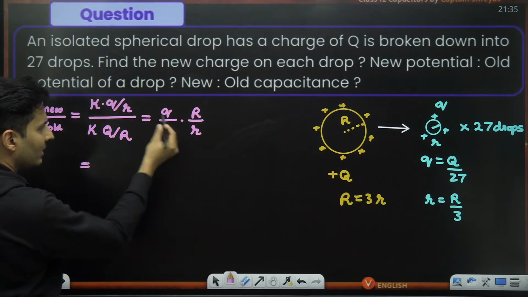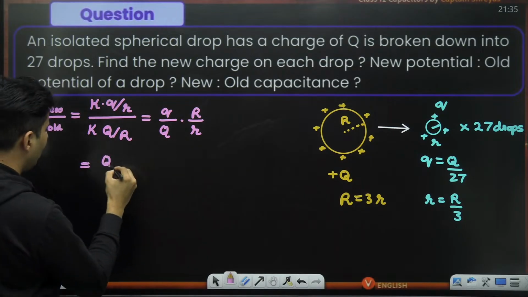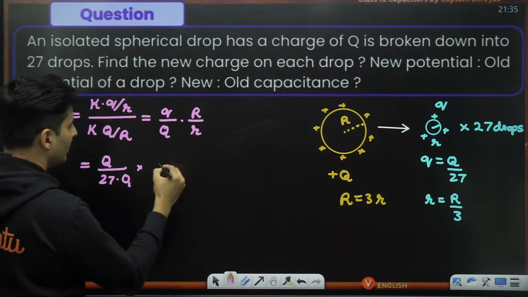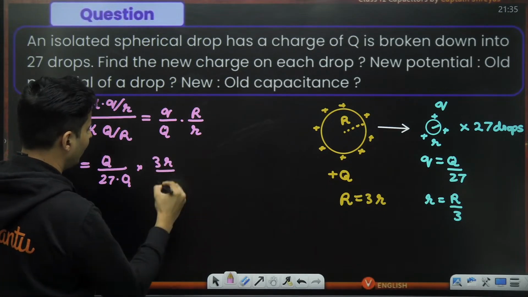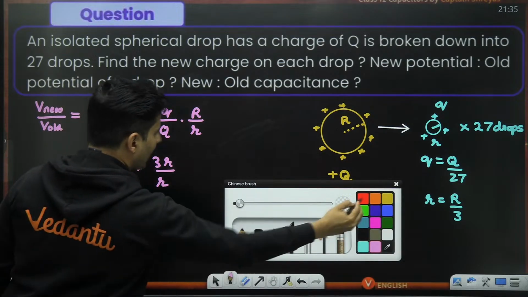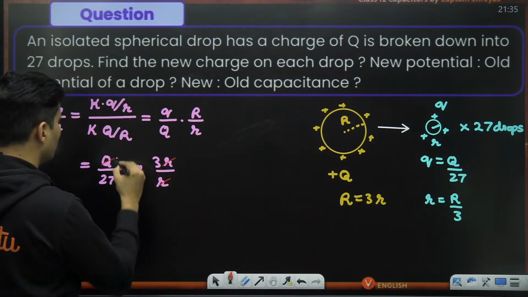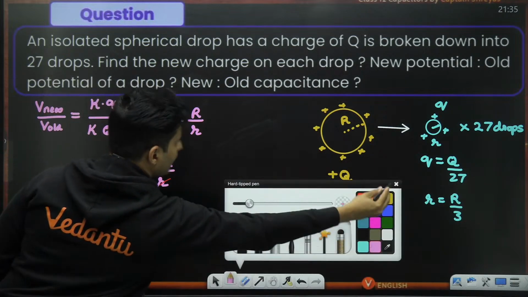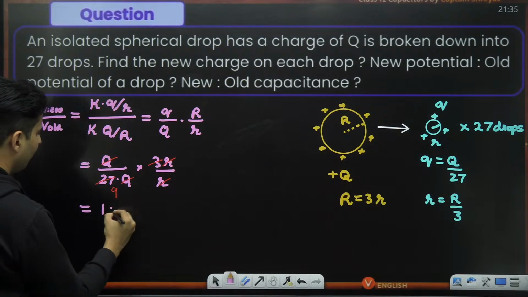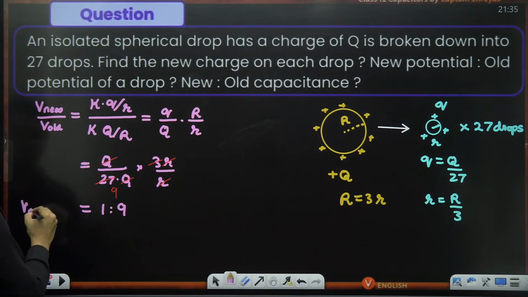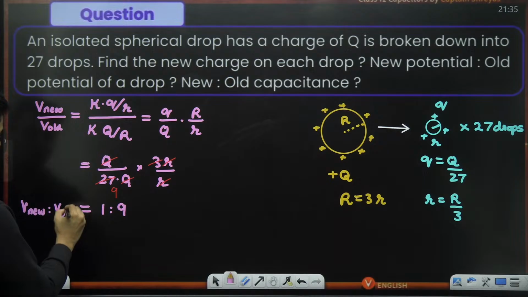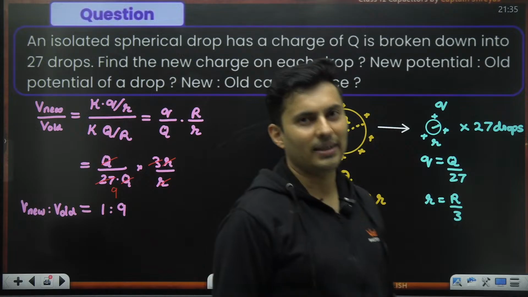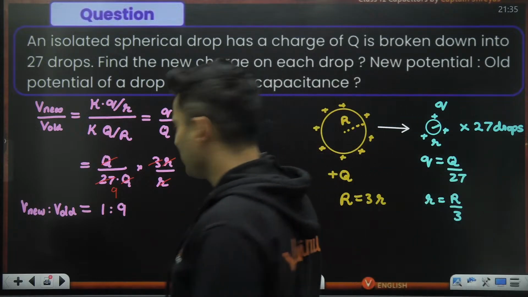You can replace anything with anything, like small q is capital Q by 27. This capital Q stays as it is. Capital R is 3 times small r, remains as it is. As one can see easily, Q cancels, this 3 cancels with 27, leaving 9 times. So that ratio will be 1:9. So the new potential to old potential, we figured out the ratio. It is nothing but 1:9. Everybody with me on this?